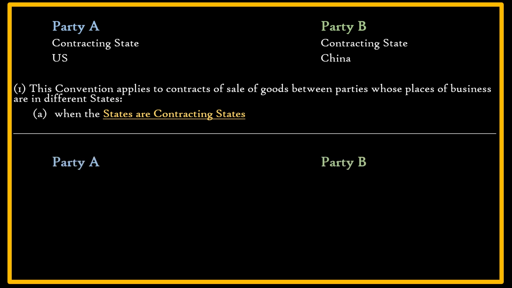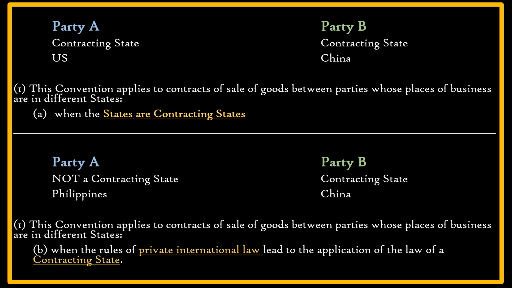Okay, once again, let's say we have Party A and Party B, and they enter into a contract for the sale of goods. Party A is not in a contracting state. Party A's place of business is not in a contracting state. Let's say the Philippines. The Philippines is not a contracting state. The Philippines is not a signatory of the CISG. Let's say Party B is in a contracting state. Well, will the CISG apply to this transaction? The answer is possibly. Possibly.